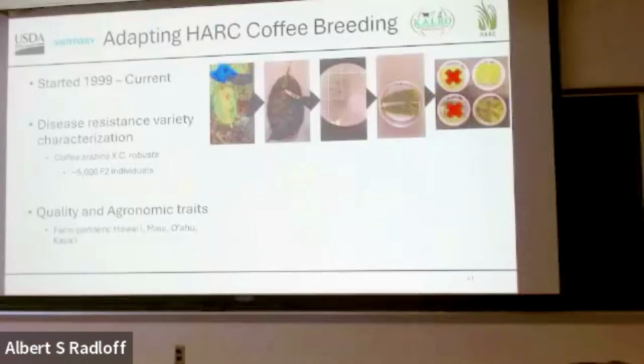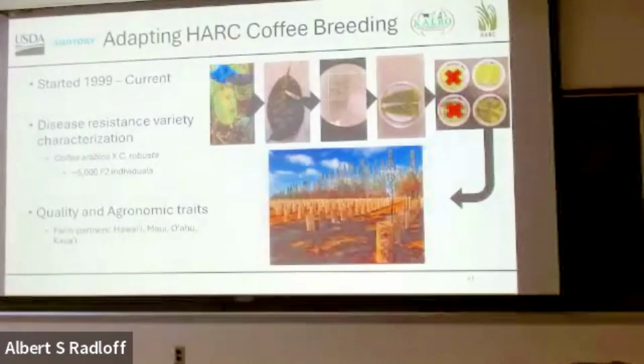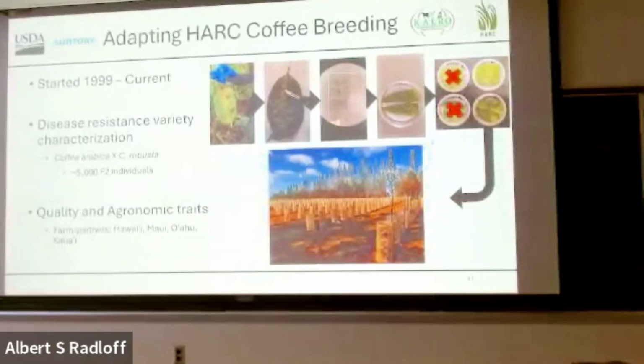So we're removing those individuals, and we're now at the stage where we're working with our farming partners, where we have these varieties pushed out to farmer partners on all of the major islands of Hawaii: Hawaii Island, Maui, Oahu, and Kauai, in order to evaluate them for agronomic traits as well as quality traits. So we can get the farmers to be secure in understanding that if they adopt these disease-resistant types, they'll also have high quality.